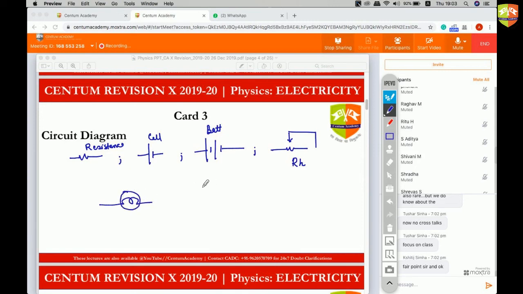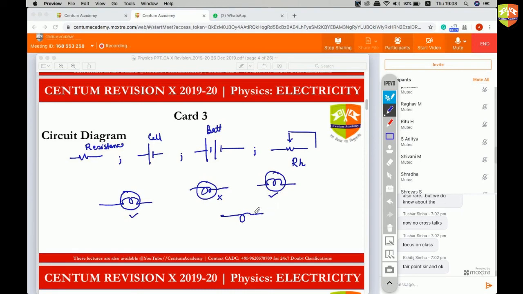Here there are logic symbols and here there are names. You have to match them with the correct ones. So yes, this is an important portion. Clear? Then many people don't draw the bulb properly. Bulb is like this. Fine. So these are the correct symbols used by CBSE for drawing the bulb.